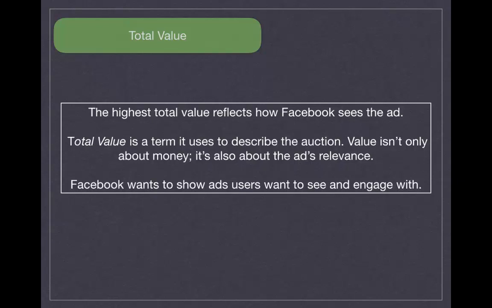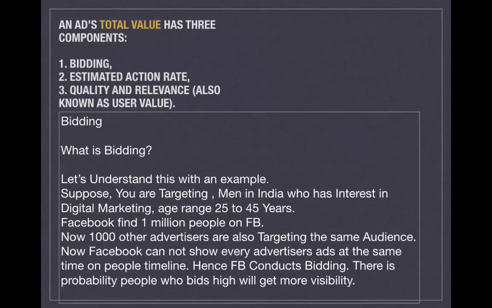Let's go into more detail about the total value. Basically, the total value has 3 components: bidding, estimated action rate, and third is quality and relevance. Okay, these are the 3 important components of the total value. Let's understand what is bidding.